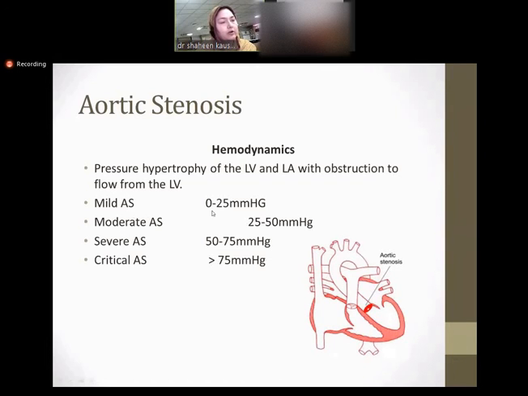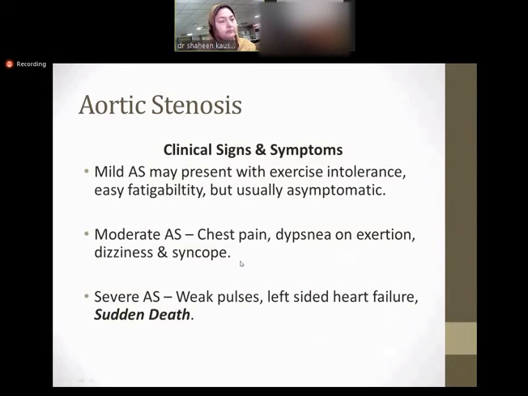In case of mild aortic stenosis, the left ventricular pressure is 0 to 25 millimeter Hg. In moderate, there is a 25 to 50 millimeter Hg pressure of the left ventricle. In severe cases, it is 50 to 75. And it is critical aortic stenosis when the pressure rises to more than 75 millimeter Hg. Mild aortic stenosis may present with exercise intolerance, easy fatigability, and sometimes it could be asymptomatic. But moderate aortic stenosis can present with chest pain, dyspnea on exertion, dizziness, and syncope.